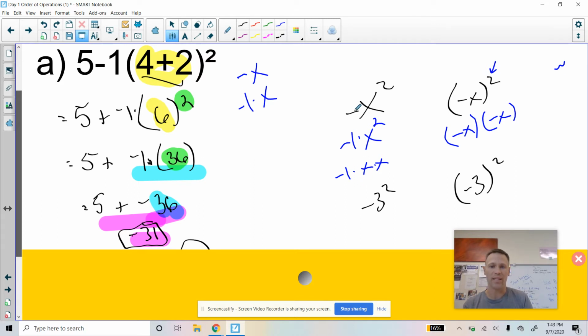So this is going to be -x squared like that. This is going to end up being a positive value because I'm taking something times itself, and a negative times a negative is positive. So let's see this in action, right?